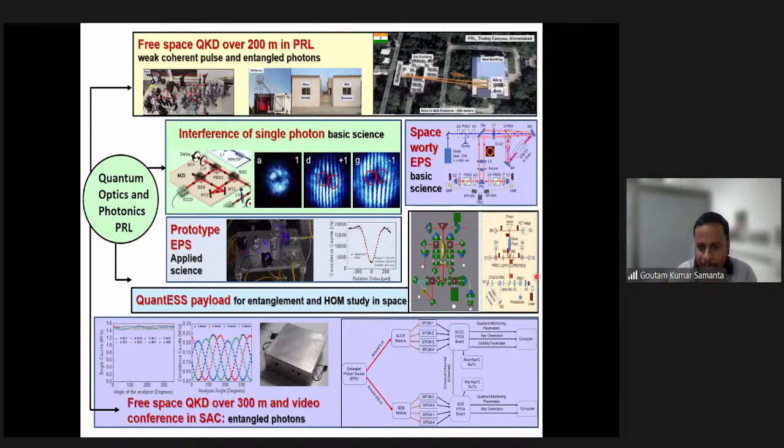This is a photograph of the payload we have built. It was made by our technical support team from SAC, starting with the architecture we provided.